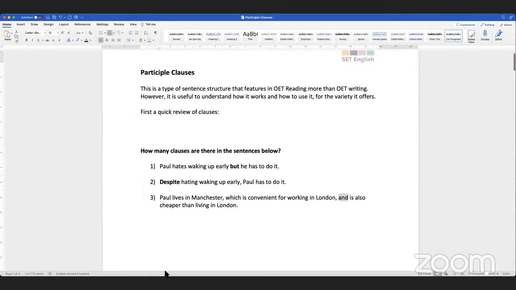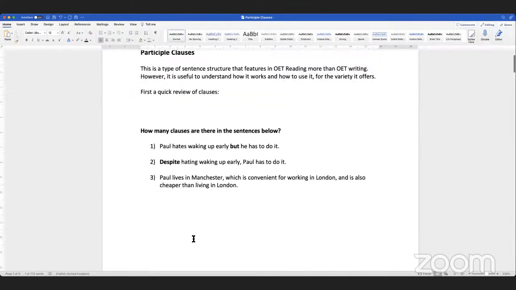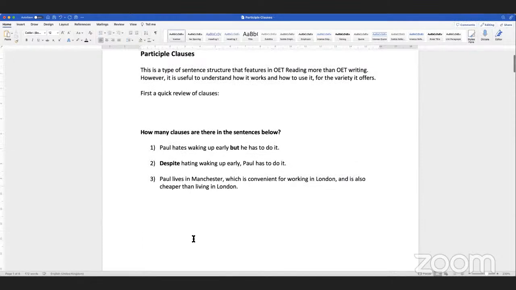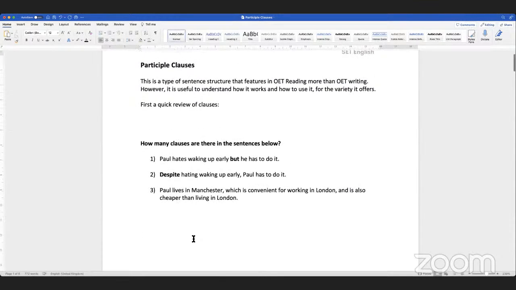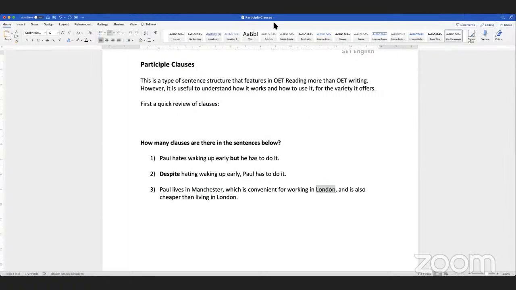Okay, thank you. All right. So let me show you a sentence, guys. Paul, sorry, this number 3 sentence, I didn't get the meaning. Paul lives in Manchester, which is convenient for working in London. What does it mean? Okay. So where's Manchester and where's London? What am I suggesting here? Not far away.